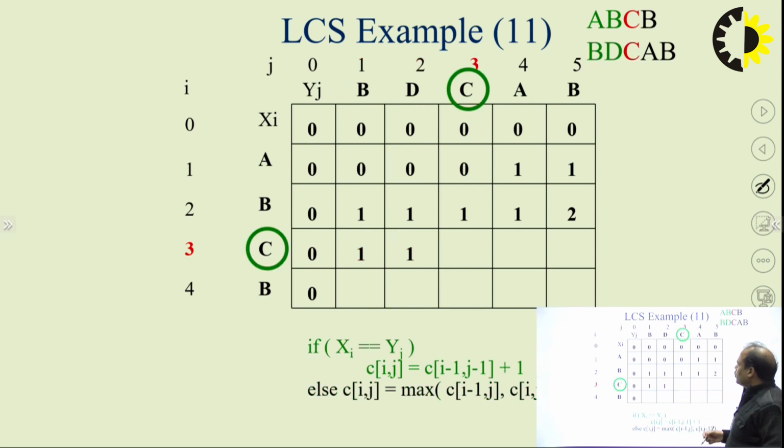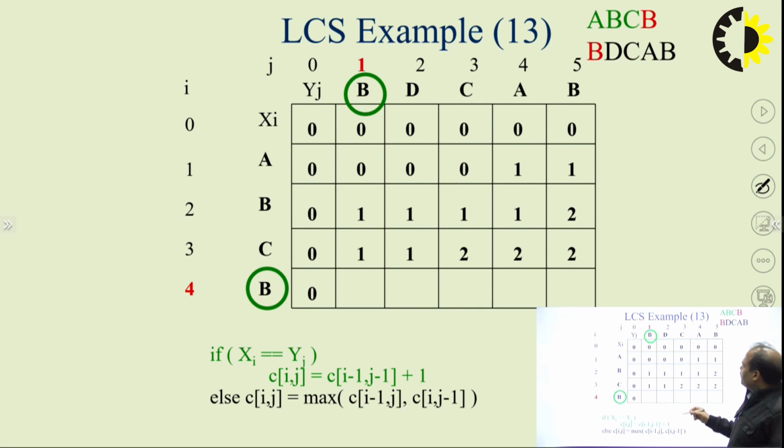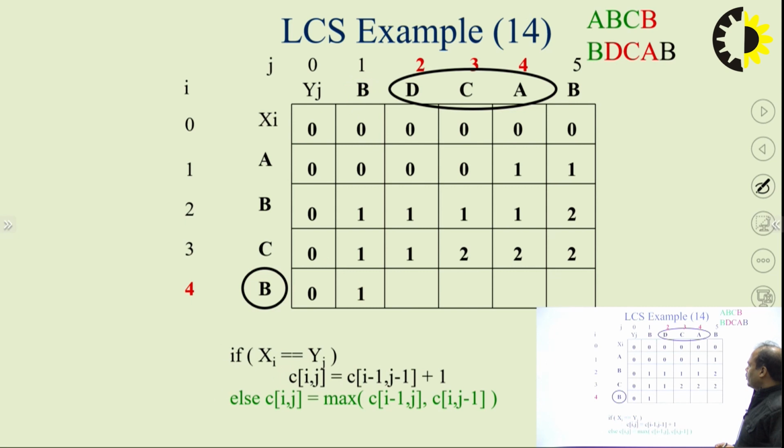C and C are both the same. In this situation, this is 1 plus 1 becomes 2, because C is not equal to A, so we are going to copy this. Same thing, C is not equal to B, so we are going to copy this. That is it. So now B and B is equal. So this is 0 and this becomes 1 because we are interested in the vertical diagonal one.